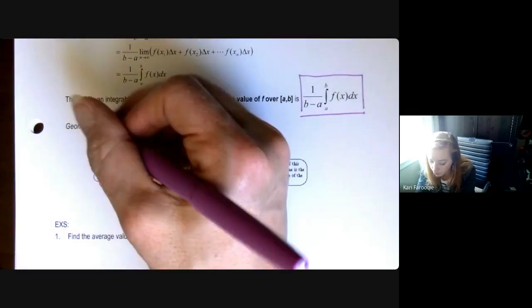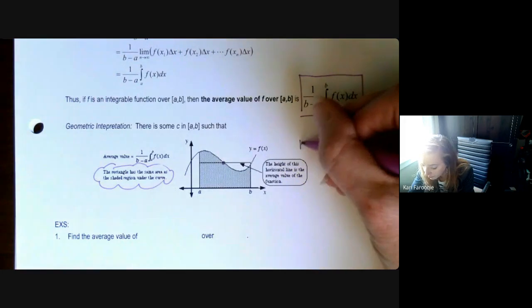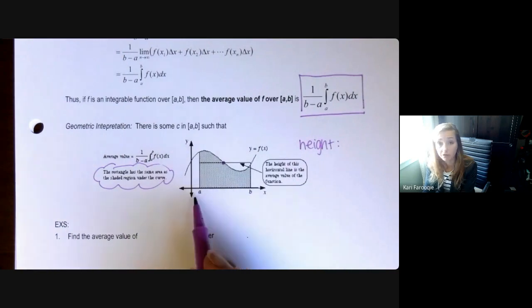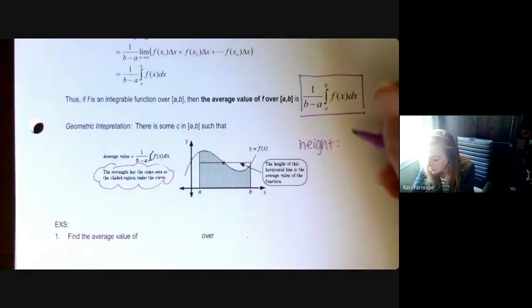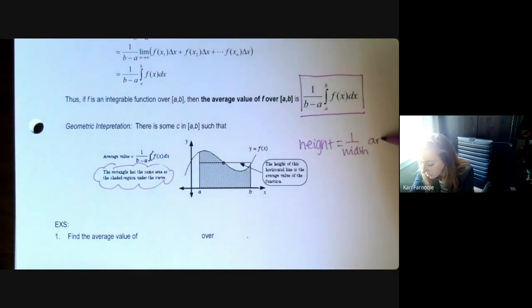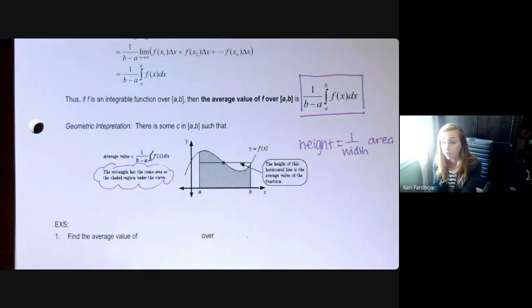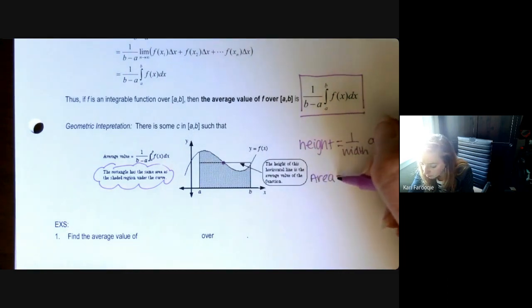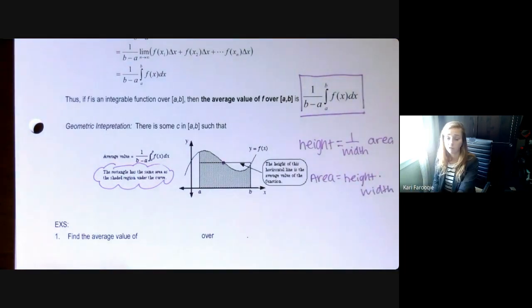So when you think about average value, you think about height. B minus A, that's just the length or the width of your rectangle. And then you're multiplying that by this integral. We know that the integral represents the area. Well, the area of a rectangle is just the width times the height, or the base times the height. So we can rewrite this by just multiplying both sides by width, and area is width times height. That's where this comes from.